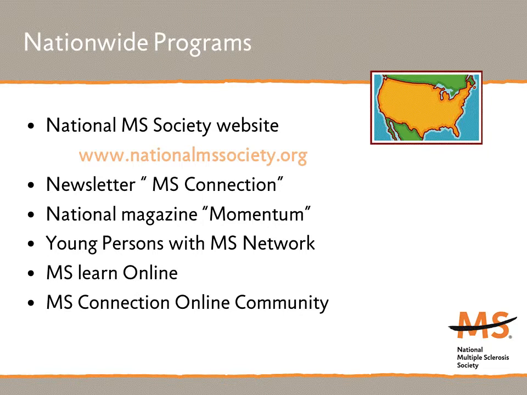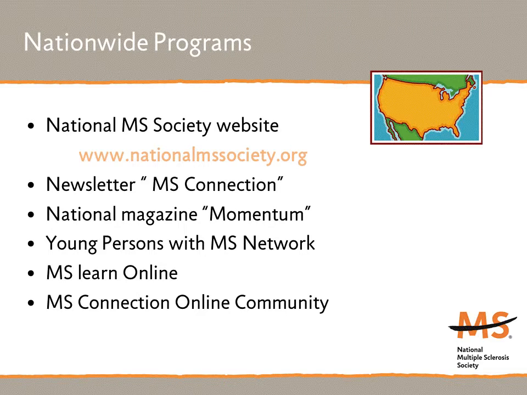MS Connection is the newsletter of your local chapter. It's sent quarterly to chapter clients, the medical and social services community, and other interested individuals. MS Connection contains information about chapter activities, local resources, and current information about MS. Momentum is an award-winning quarterly magazine from our national office, which provides information on disease, human interest stories, research updates, and more. People with MS are eligible to get a free copy of this magazine.